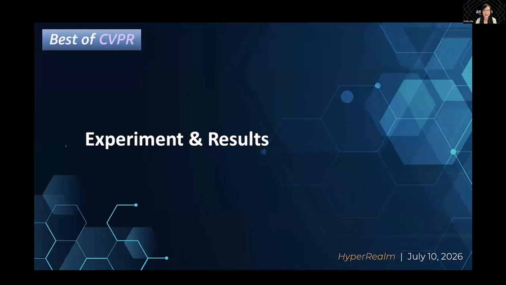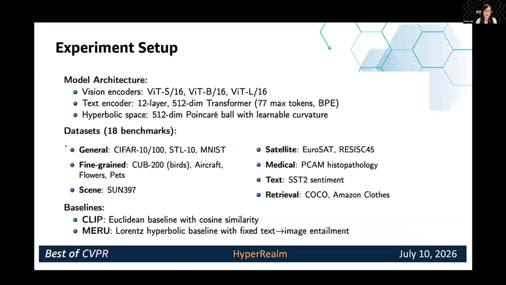Next, let's take a look at the experiment and the results. Now let's see if this actually works. We conducted an extensive evaluation to validate HyperRealm.